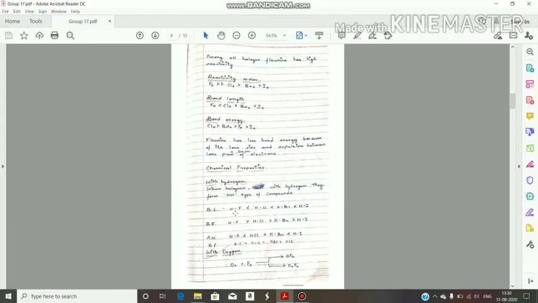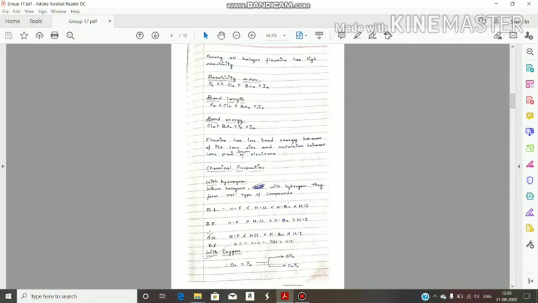HF. Among hydrides, the bond length is more in HI, because iodine is a large size atom, it can form a longer bond, and fluorine is small size, so it can form a smaller bond. So that bond length order will be HF less than HCl less than HBr less than HI.